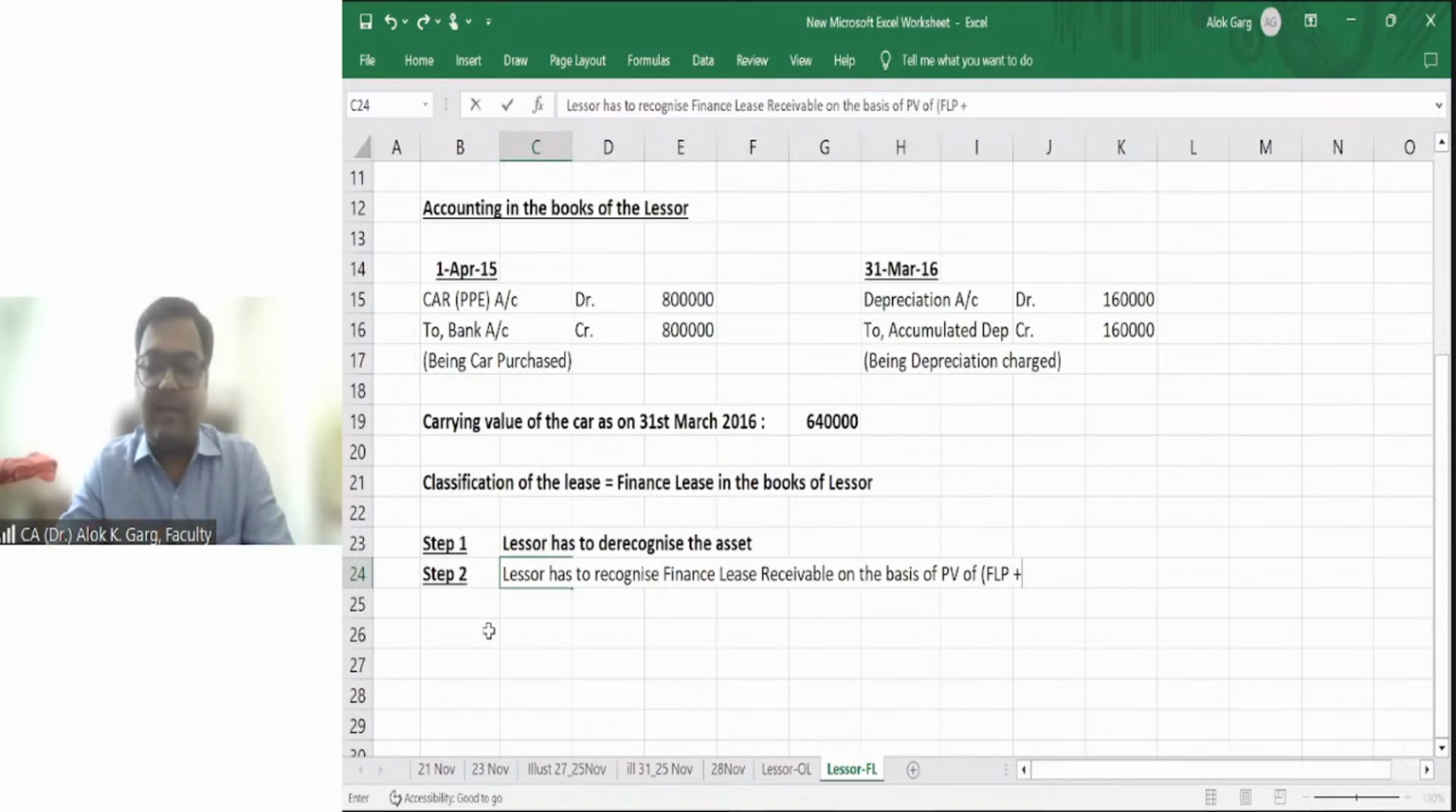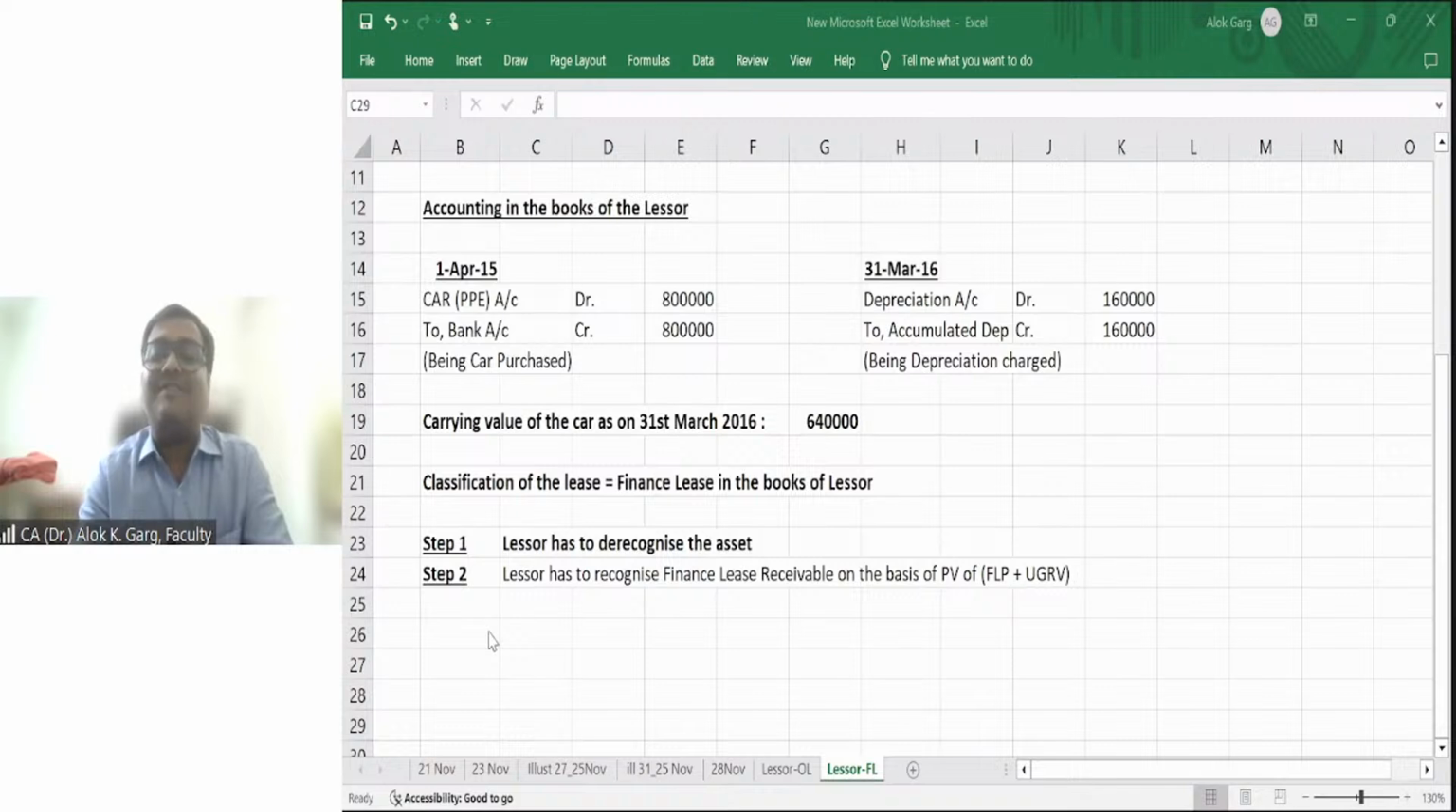The word is payment only, plus unguaranteed residual value, right? So basically, this finance lease receivable has to be recognized on the basis of present value of gross investment in the lease. What is gross investment? Total lease payment plus unguaranteed residual value. In total lease payment, only the guaranteed part is coming. Plus unguaranteed residual value is also required to be considered while computing the finance lease receivable.